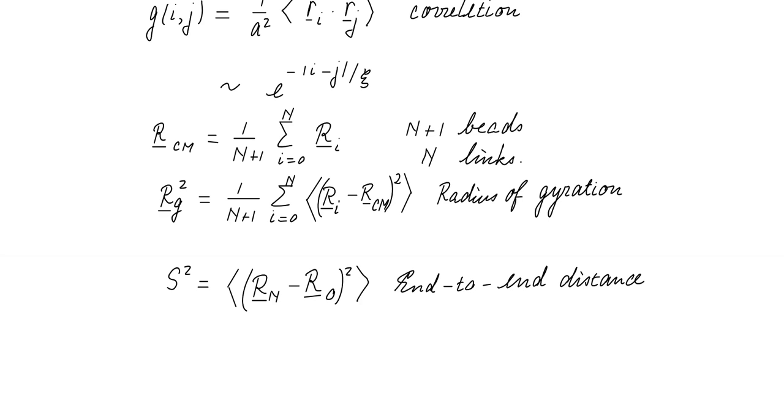Finally, we have the end-to-end distance, which is the distance between the last and the first bead of the chain. And obviously we expect that to be related to the radius of gyration. Again, if the polymer is curled up, then the last bead is likely to be close to the first bead. If it's stretched, then it's far away. One of the most important properties that we can assign to a chain, to a polymer, is whether it's curled up or stretched, and that's expressed in a certain value of the radius of gyration and/or the end-to-end distance.